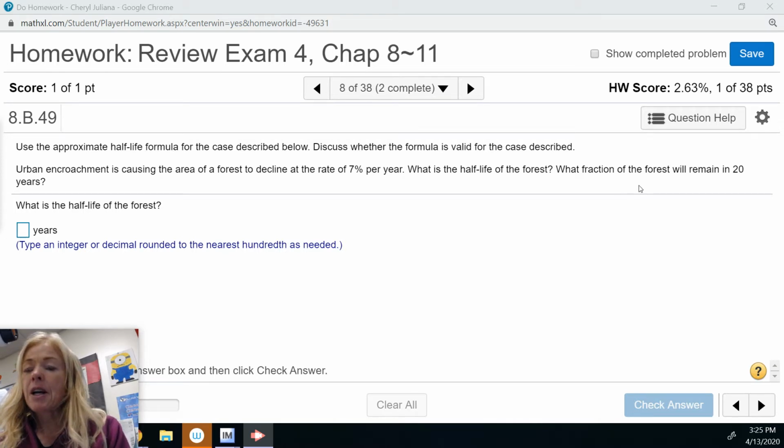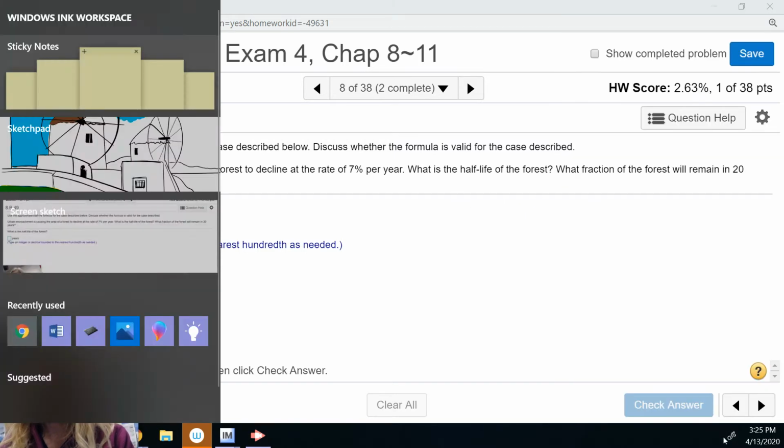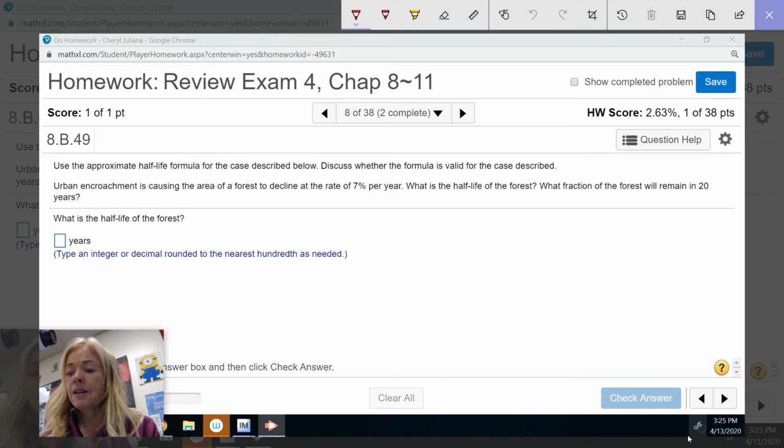So we're talking about half-life and decay, and the approximate half-life formula is 70 over P. So we're going to first find the approximate half-life. So 70 over P, where P is what? 7% per year. So it's just the percentage 7. So that's going to be 10. All right, so that's going to be your approximate half-life of the forest.